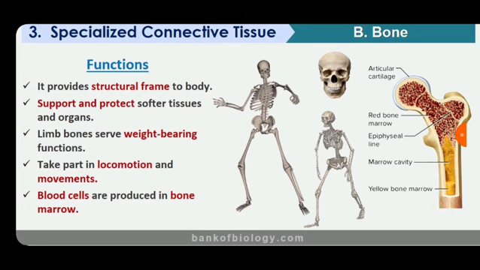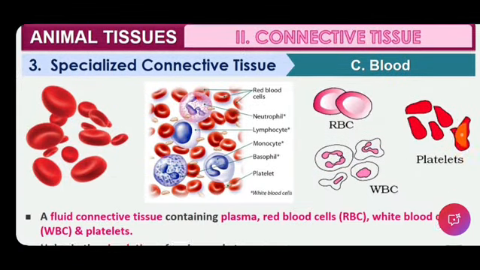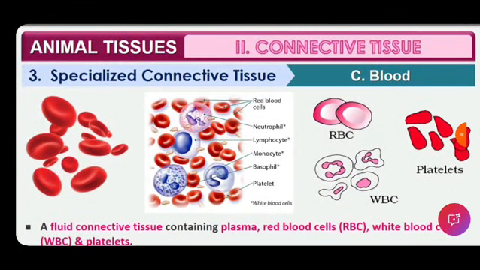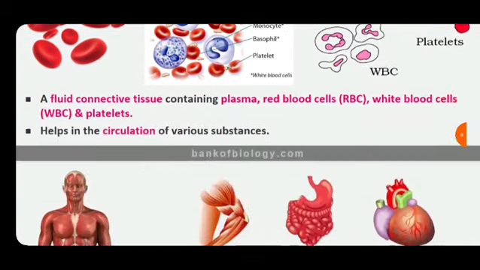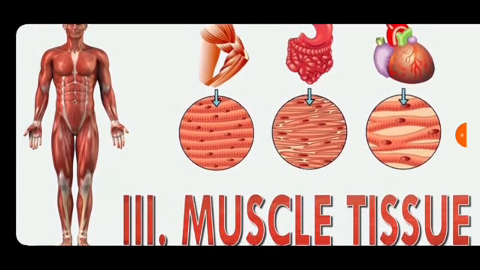Now the specialized connective tissue shows the function: the bones provide the structural framework, they support and protect the organs. The limbs serve the weight bearing function and take part in locomotion and movement, and the blood cells are produced in the bone marrow. Here the blood is another connective fluid tissue which contains various cells in the form of plasma, RBC, WBC as well as platelets.